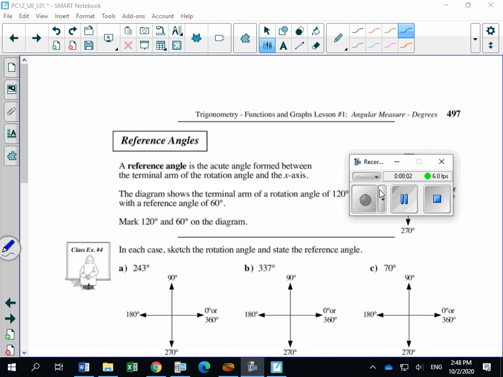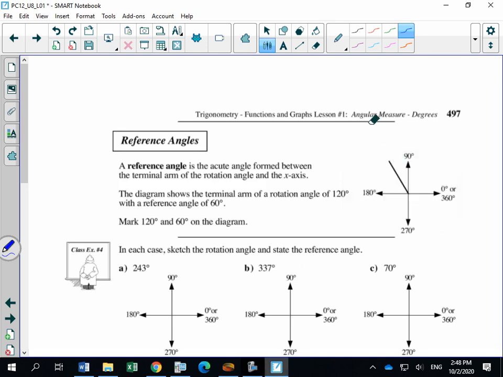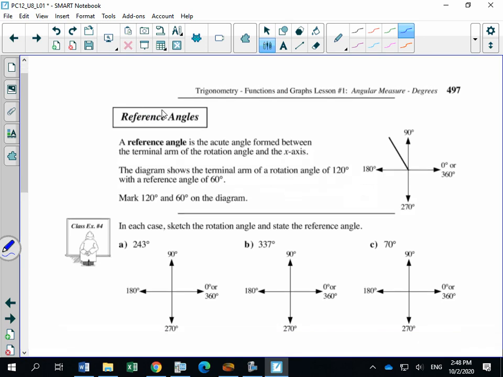This video is part 2 from lesson 1, and in lesson 1 we were dealing with angle measures in degrees. So this video should be much quicker because it mostly involves reference angles, which I already introduced to you in part 1. So, just to have a definition of it, the reference angle is an acute angle formed between the terminal arm of the rotation angle and the x-axis.